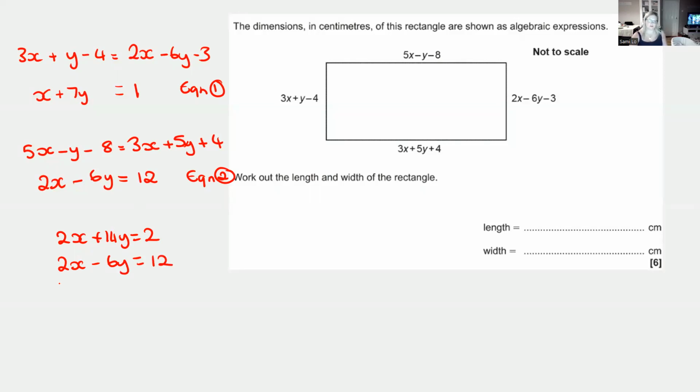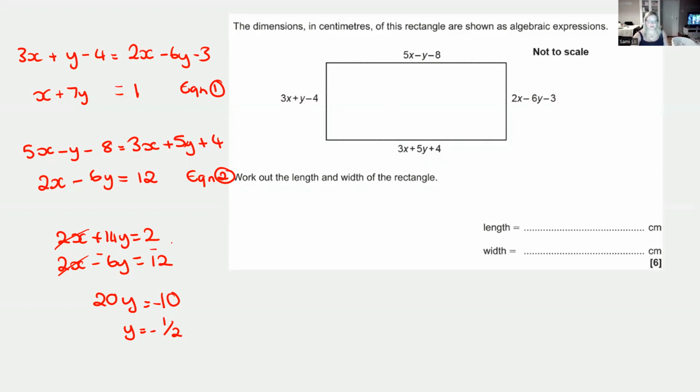Now, because they're both positive 2x, to cancel them out, I have to take them away. So they cancel out. And I'm taking away the y terms as well. So we've got 14 minus minus. Minus and minus makes a plus. So that gives me 20y is equal to 2 minus 12, which gives me minus 10. So y is equal to minus a half. That wasn't too bad.